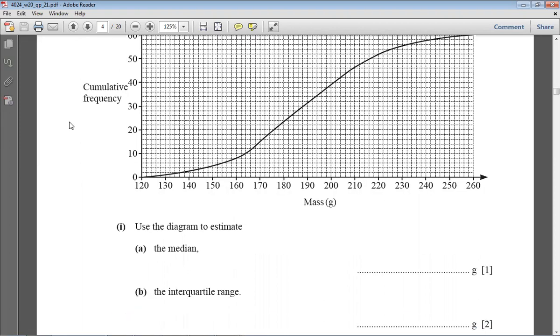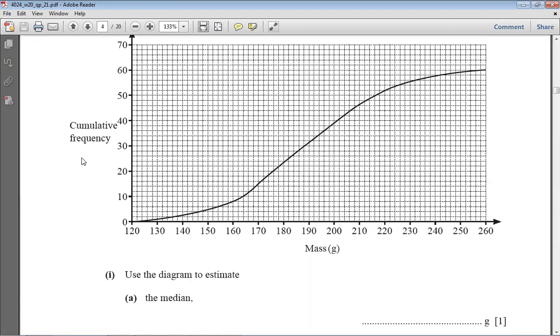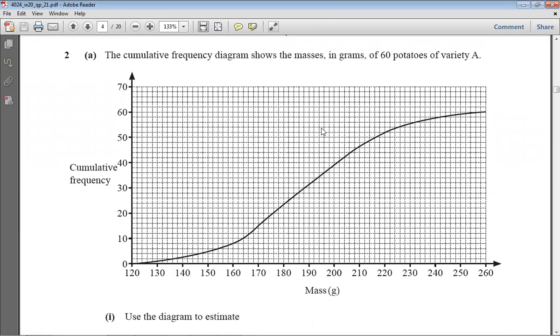The first question is to use the diagram to estimate the median. Okay, so the total cumulative frequency here is 60. If you want to find out the median from the cumulative frequency curve, the method is very simple. Median is also known as the Q2. We call it the second quartile. And you can find it by finding, first of all, 50% of the cumulative frequency.